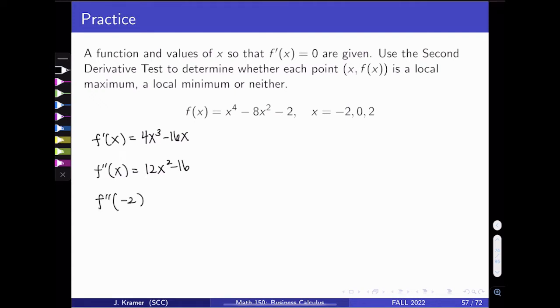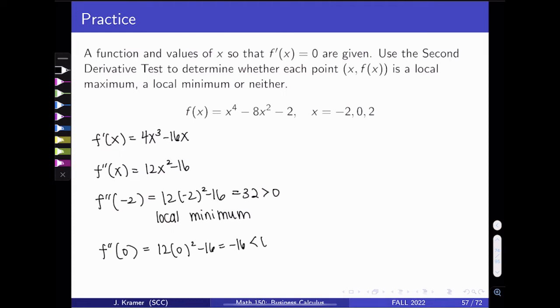So plugging in negative 2, the second derivative evaluated at negative 2 is positive 32. So when the second derivative is positive, the function is concave up, and then there's a minimum at that value. We'll need to go back and plug in negative 2 into the function to find the point at which the local minimum occurs.